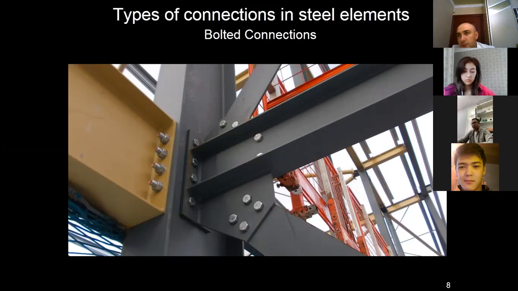So again, we need to know in what type of constructions the bolts can be used as one of the main types of connections. Sometimes variations can be used, like combined methods, bolting and welding, but we'll talk about it some later.